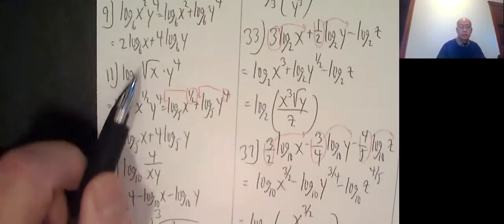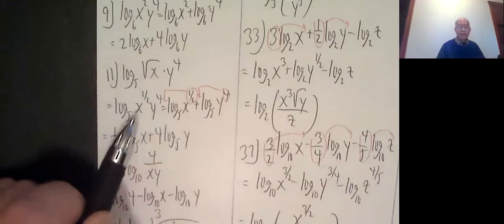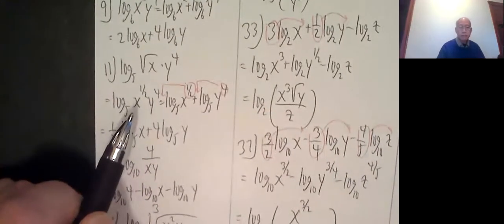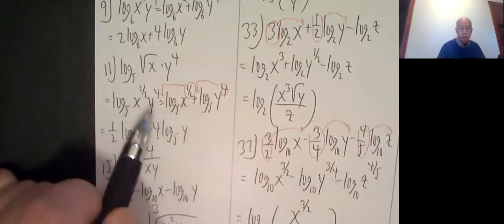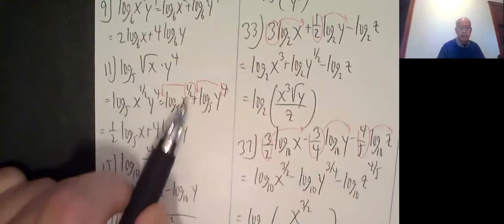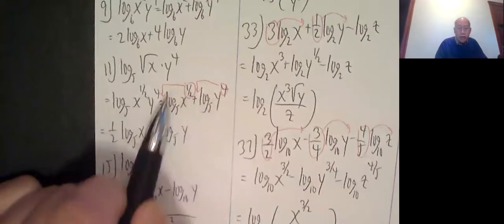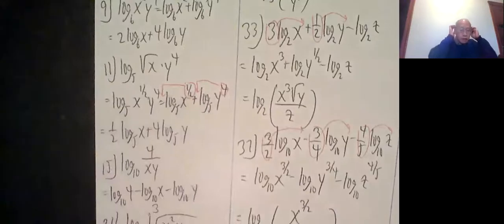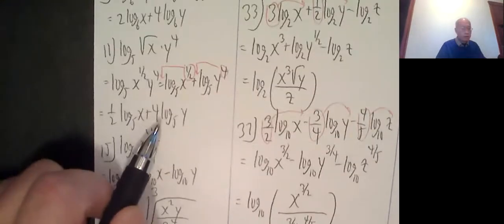And log base 5 of radical x y to the 4th. Radical x is x to the 1/2 power. Okay, and there's a multiplication, so I write it as a product. I write the product as a sum, log base 5 of x to the 1/2 plus log base 5 of y to the 4th. And now the 1/2 comes down in front, the 4 comes down in front, so I have 1/2 log base 5 of x plus 4 log base 5 of y.